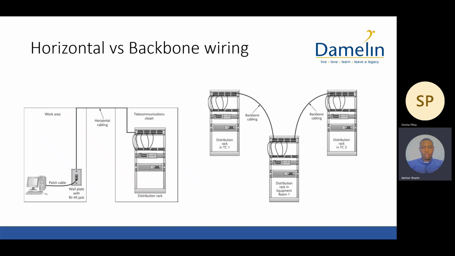Horizontal versus backbone wiring. Backbone wiring is when we are connecting a distribution rack to another distribution rack. So we will be using what we call backbone cabling. In contrast to that, horizontal wiring is when we're connecting a distribution rack to a work area. A work area is a part of the network where we find our workstations and where all our users sit and work. So there's usually going to be a main port or outlet where we connect from the distribution rack into the work area where the end users are.